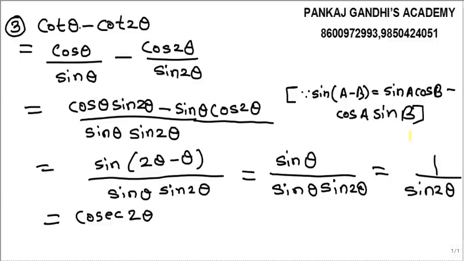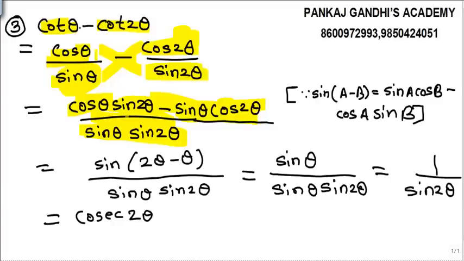Question number 3, cot theta minus cot 2 theta. We know that cot theta is equals to cos theta upon sin theta minus cos 2 theta upon sin 2 theta. Now next step will be, we will cross multiply this. So cos theta into sin 2 theta, minus sin theta into cos 2 theta, and denominator will be sin theta sin 2 theta.